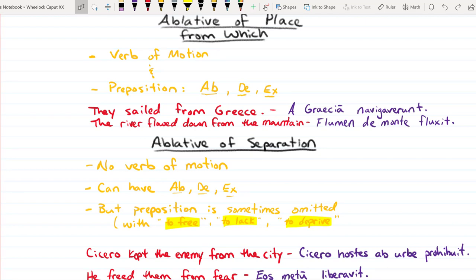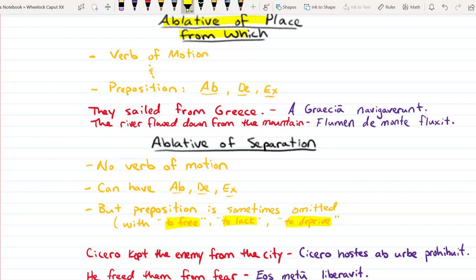Two uses of the ablative that are a little bit important. We have the ablative of place from which, right here, and also ablative of separation. So ablative of place from which is going to have a verb of motion. Typically, it's showing a place from which you're coming, with a preposition, either ab, de, or ex. And then I have two examples here.